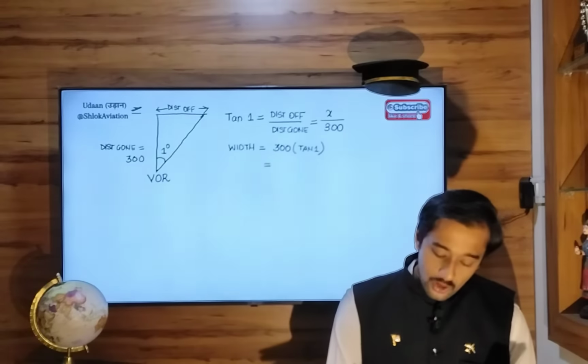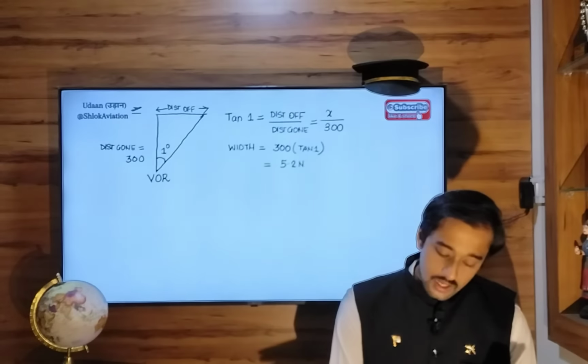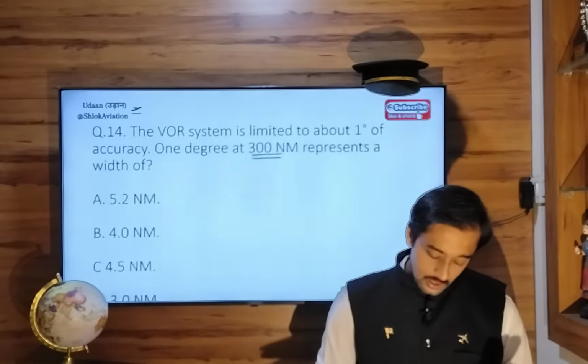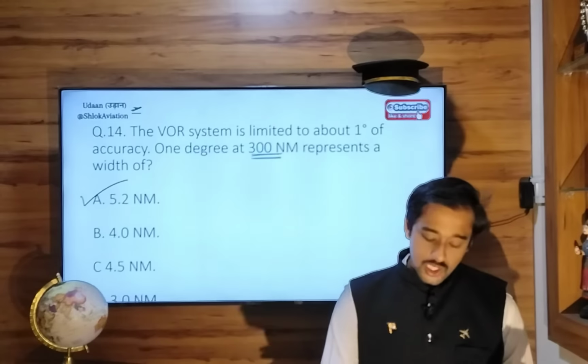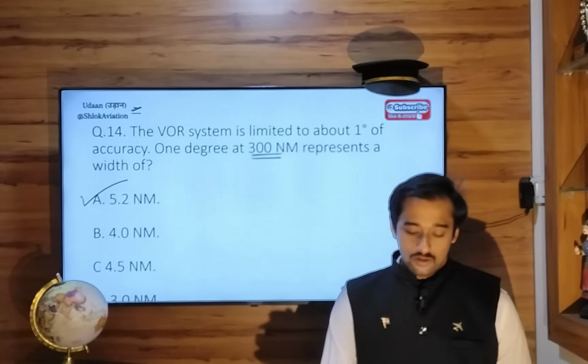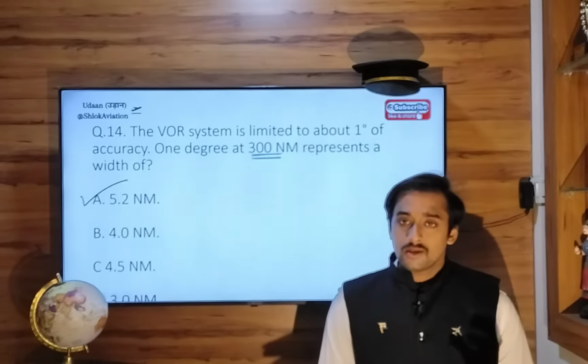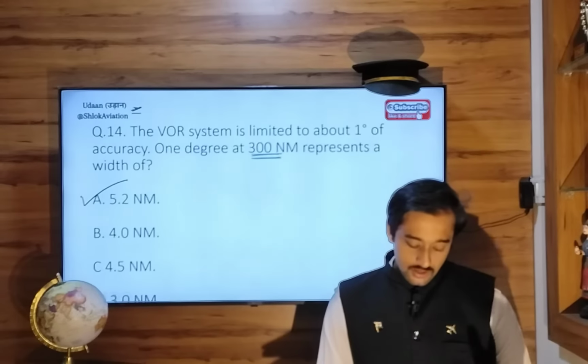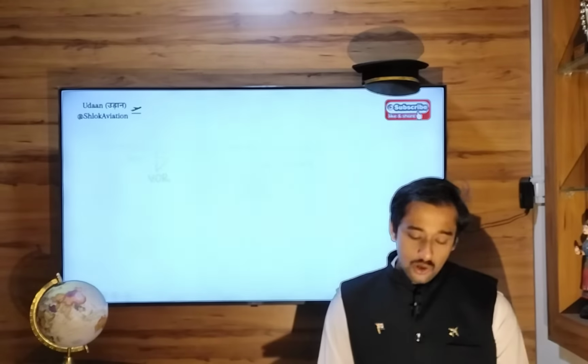So it is 5.2 nautical miles. So the correct option will be option A, 5.2. So, a very scoring, simple and scoring question. So don't get it wrong in the exams.